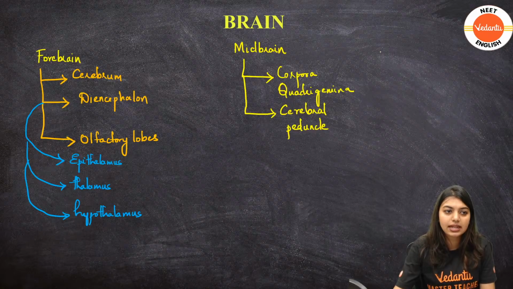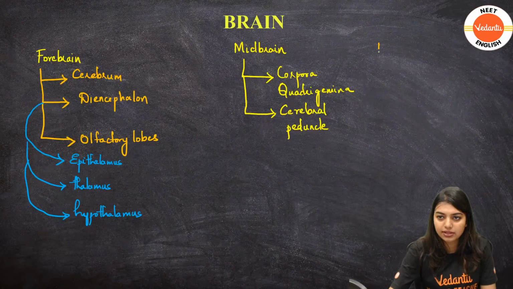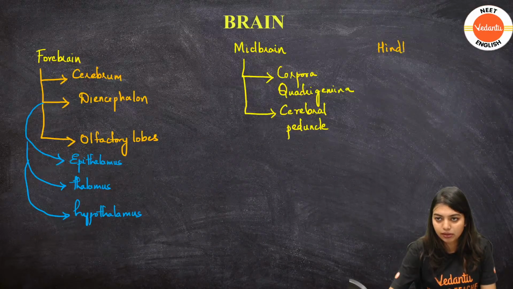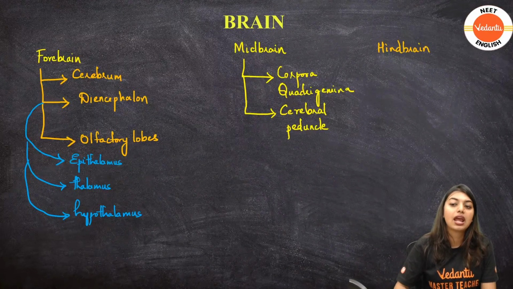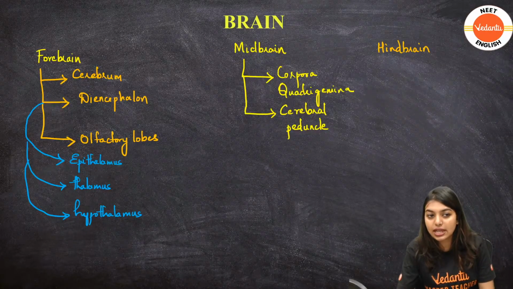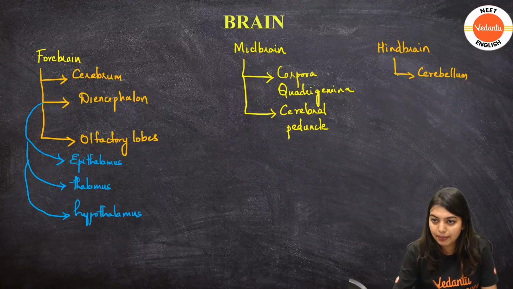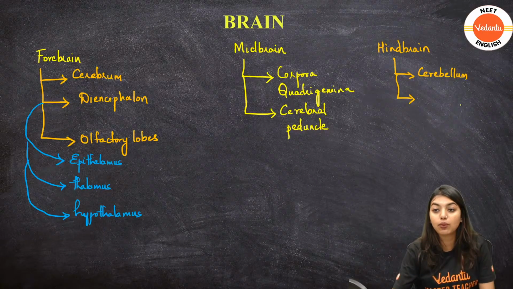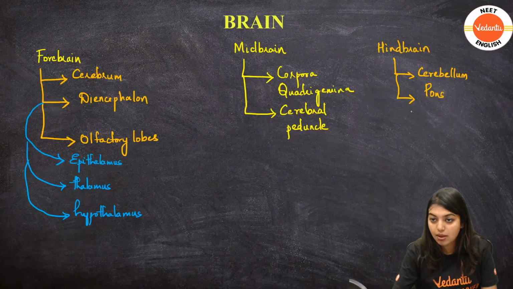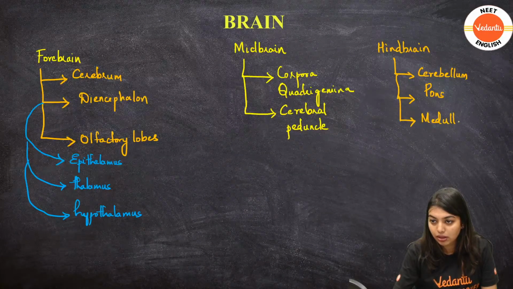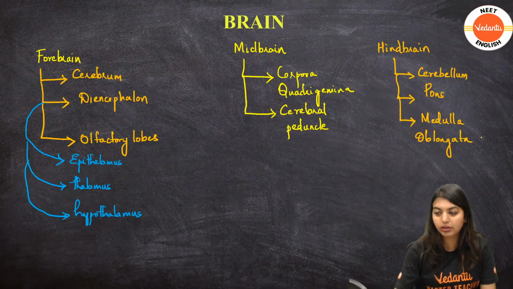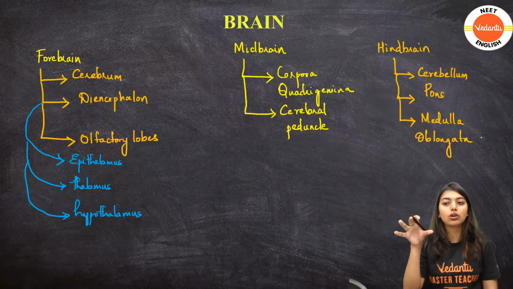Okay, yes. Next one we have is your hindbrain. Now students, in hindbrain, who will come? Now we know cerebrum is done. Then who else will come here? Cerebellum, and before that we have one more, that is your pons, and then what will come? Medulla oblongata, right? Medulla oblongata. These are the parts that come in the hindbrain.